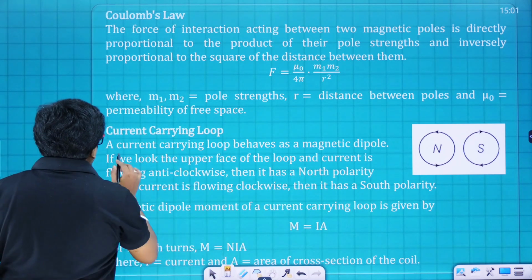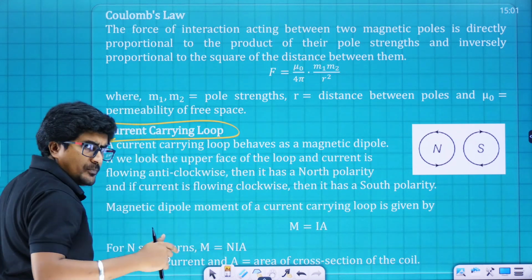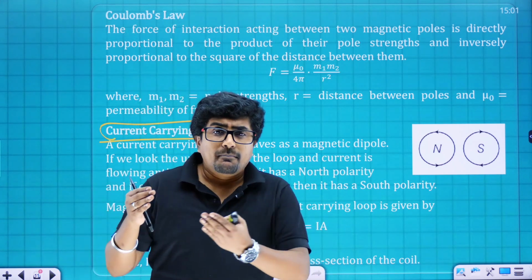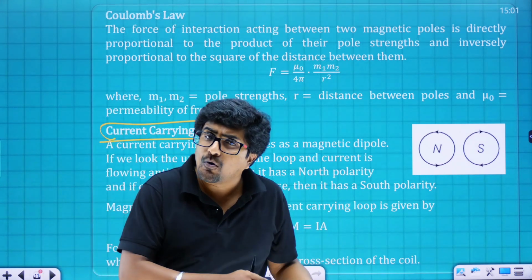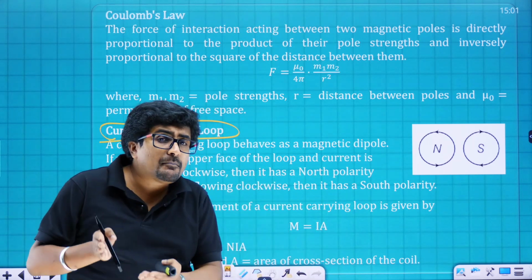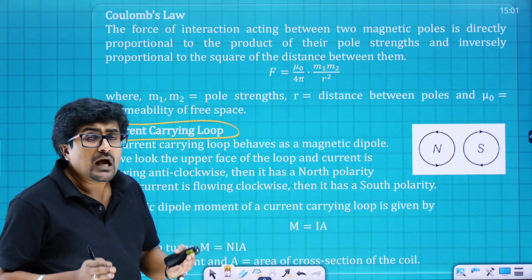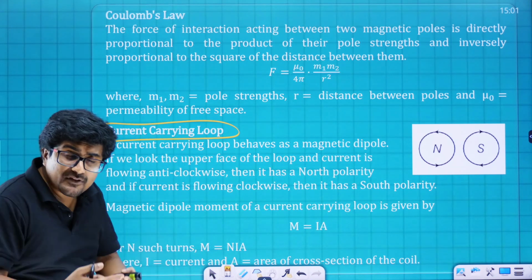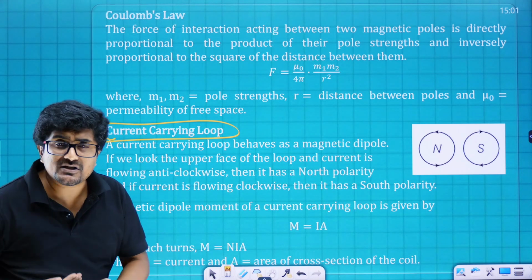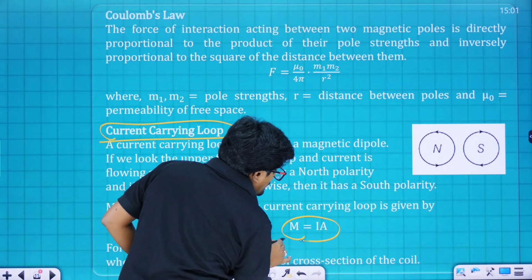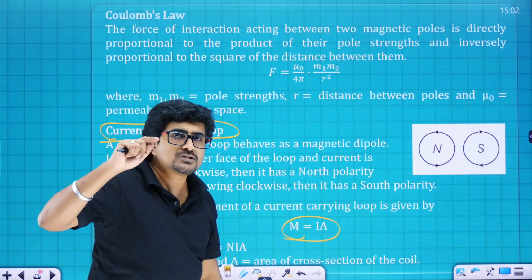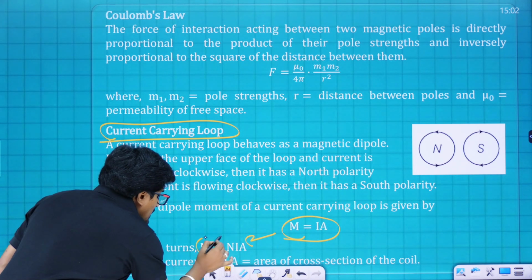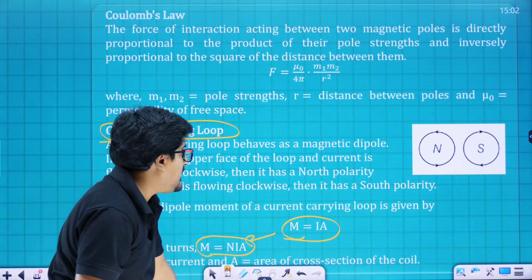Next is for a current carrying loop. You all know that a current carrying loop behaves as a bar magnet, isn't it? Exactly in the same way a bar magnet was behaving, a current carrying loop also will behave in the same way. So if a bar magnet was having a magnetic moment, then what will be the magnetic moment associated to a current carrying loop? If the current flowing through the loop is I and the area of cross section is capital A, then the magnetic moment associated with that is simply I into A for a single loop. And if you are having N number of turns, along with the same expression, it needs to be N times I into A. That is the only difference.